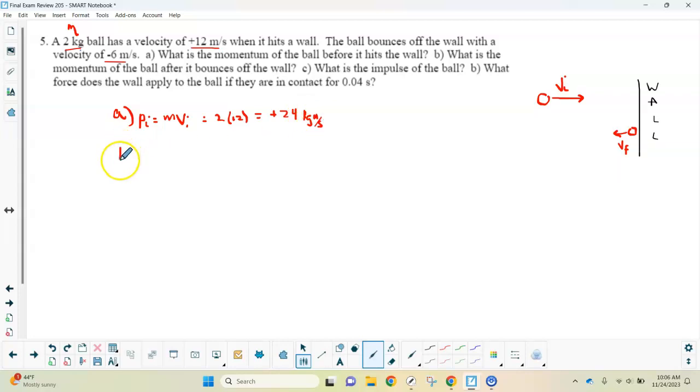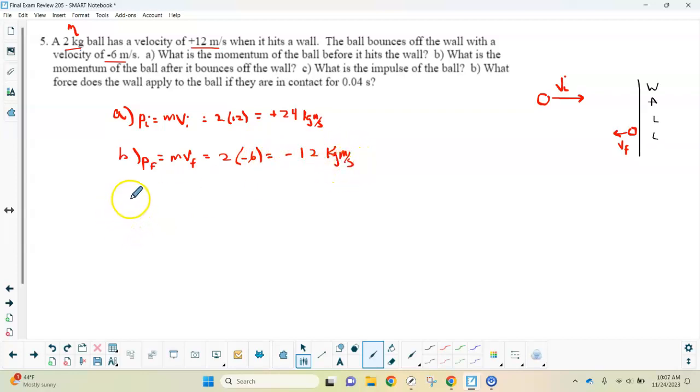Same thing. For part B, it wants to know what's the momentum as it bounces off the wall. So we're looking for the final momentum. So it's the mass times VF. So it's still 2, that's the mass, but this time it's bouncing off and it's going -6. So 2 times -6 is -12. Same units, kilograms, meters per second.